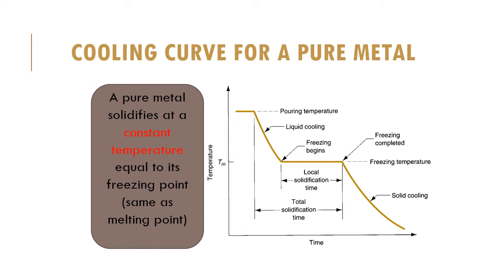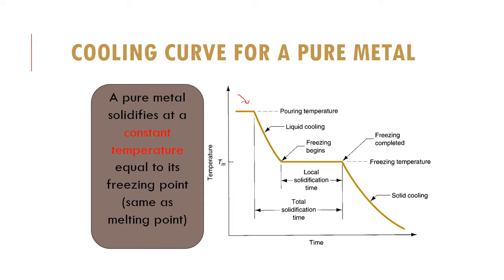If you can see from the graph, the graph is quite simple. It starts at the pouring temperature, when you pour the molten metal into the cavity. This is the pouring temperature. During this time, it will start to reduce to the melting temperature. During this process, the liquid is cooling, and freezing will begin when the temperature reaches the melting temperature.